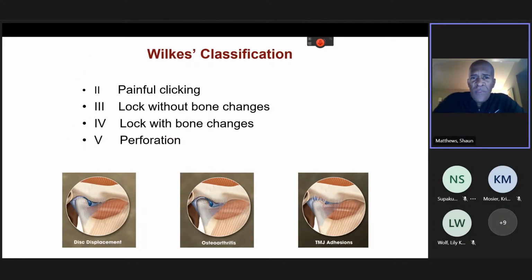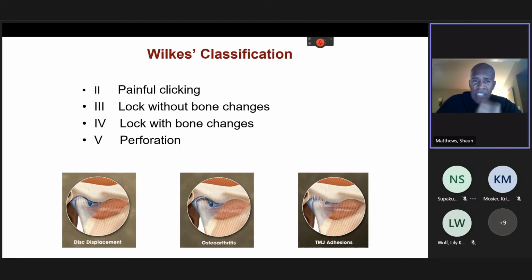It's important to know what the Wilks classification is. It is a classification of internal derangement of a jaw joint. It's one that both as surgeons and neuroradiologists one should use. It comes in 5 stages. Stage 1 essentially is a normal joint, if you like. Stage 2 is a joint that's painful and clicking, but still functional. So it's a painful, clicking, but functional jaw joint.